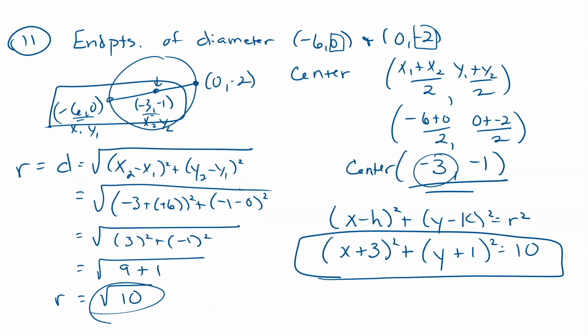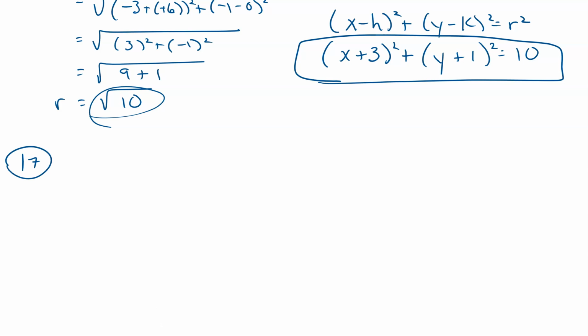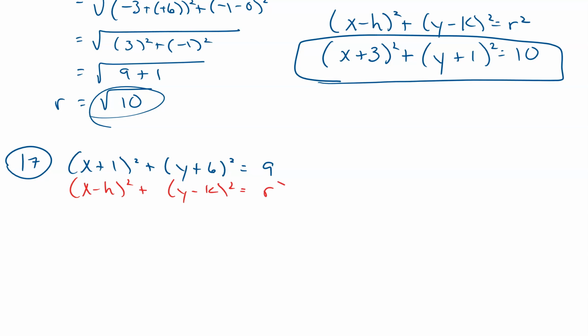Okay, on number 17, this is where it's kind of nice. They give it to you in standard form. We get the quantity x plus 1 squared plus the quantity y plus 6 squared equals 9. And they just say identify the center and the radius. Well, remember, this is your general form, and you've got to pull out your information from that.